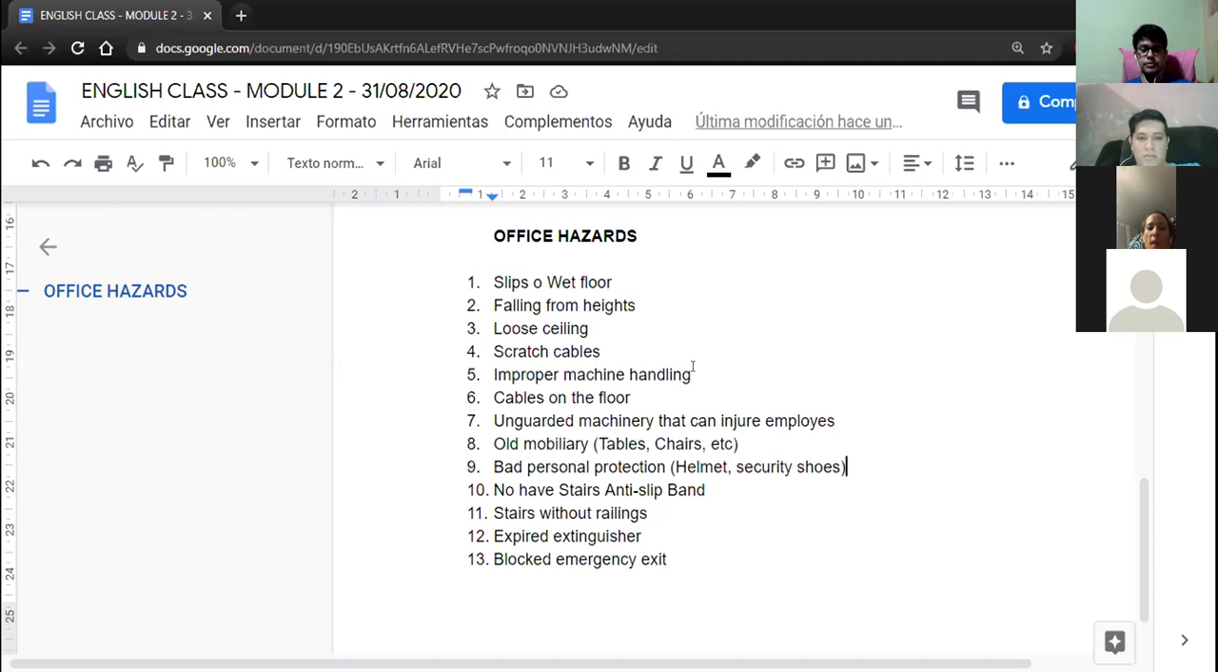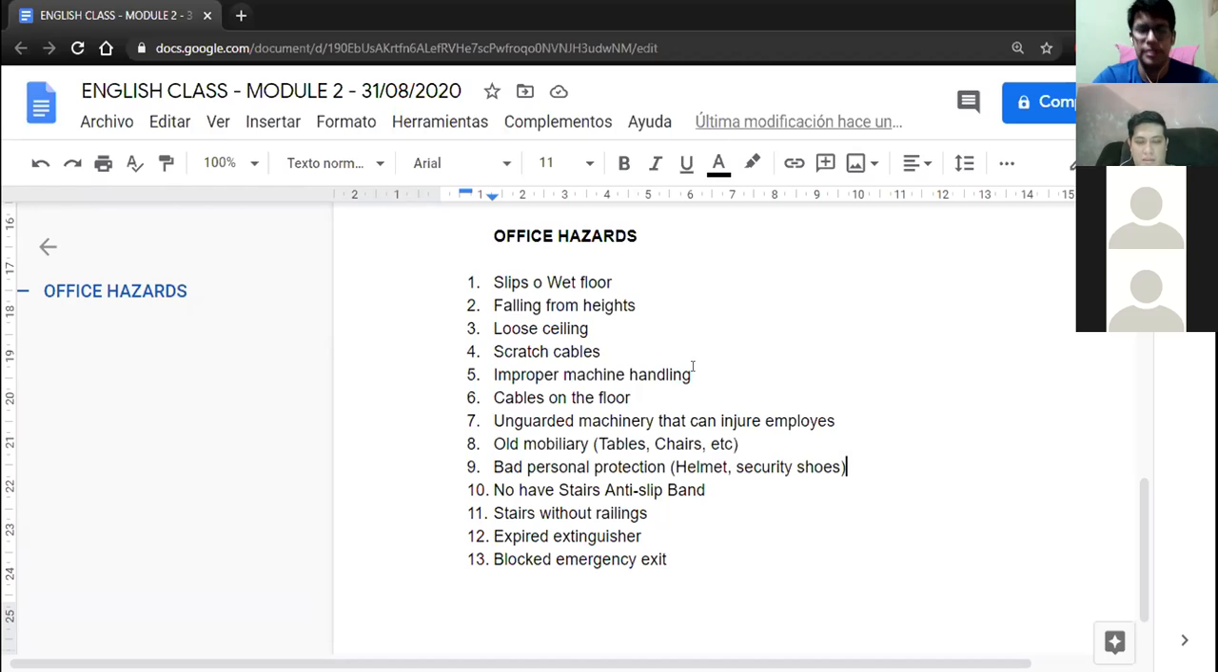Continue, please. Stairs without railings. If we do not have railings, we cannot hold on to anything going up or down the stairs. If you don't have railings on your stairs, what are you gonna fall on? Your face, baby. You're gonna fall on your face. Luckily with your hands, but more likely with your face.